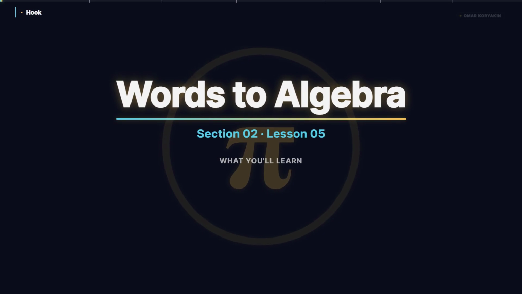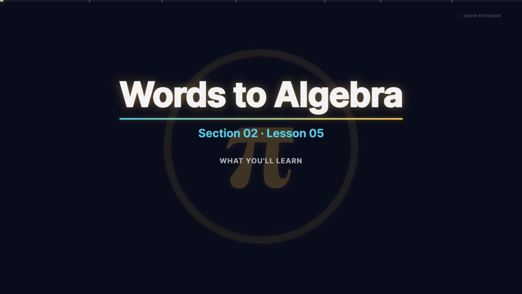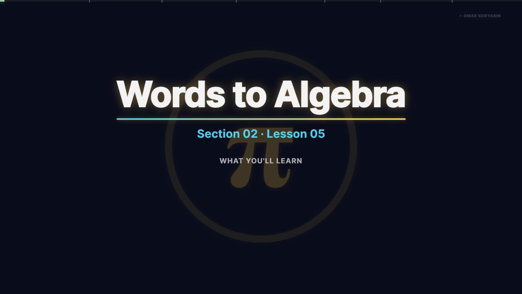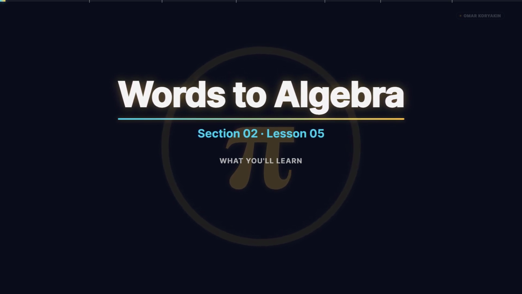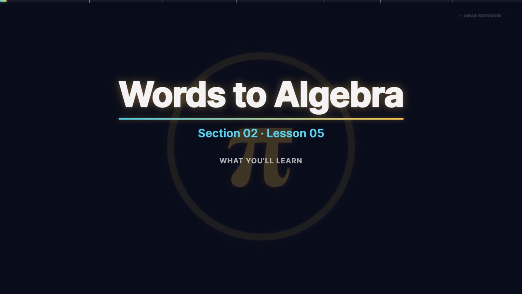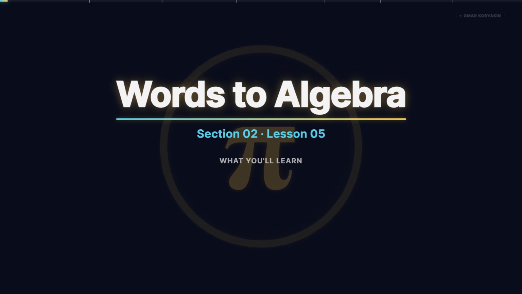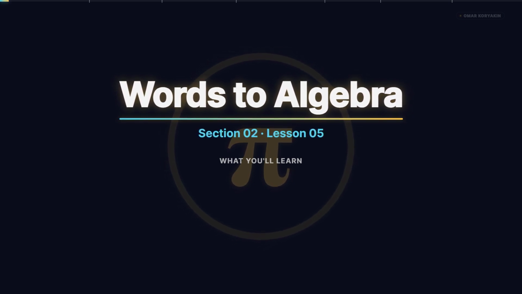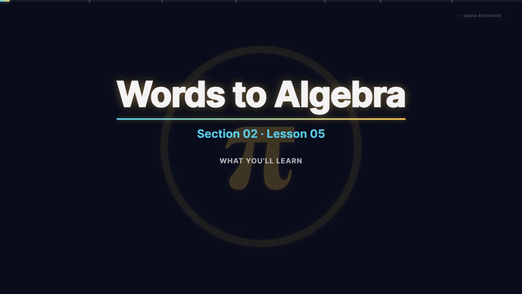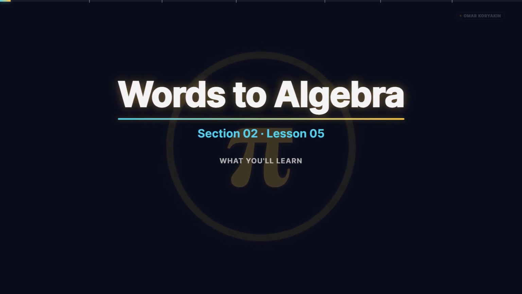Welcome to Section 2, Lesson 5. So far, we have worked with algebraic expressions that were already written in symbols. Today, we cover the inverse skill, the one that turns word problems into solvable algebra: translating an English sentence into an algebraic expression or equation.